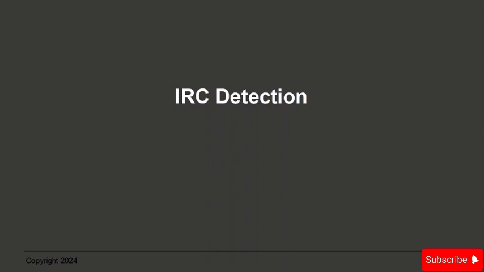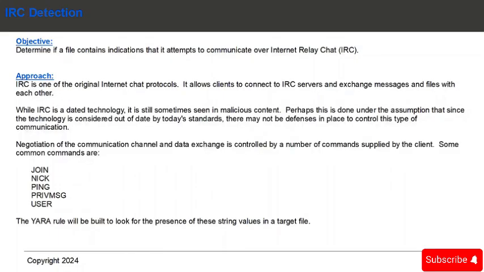IRC, this is the Internet Relay Chat. And back before instant message, this was how you communicated over the internet. It is one of the original internet chat protocols. It allows clients to connect to IRC servers and exchange messages and files with each other. Now, IRC is a very much dated technology, but you still see it sometimes with malicious content, and that might be done under the assumption that since the technology is considered out of date by today's standards, maybe defenses aren't properly put in place in order to control this type of communication.